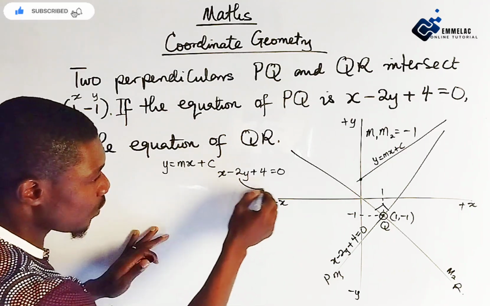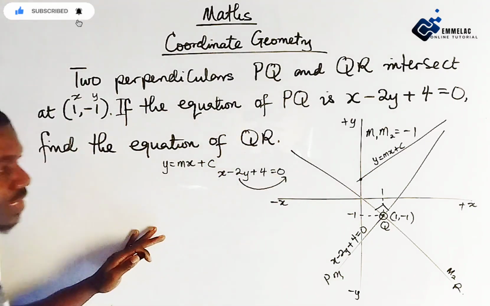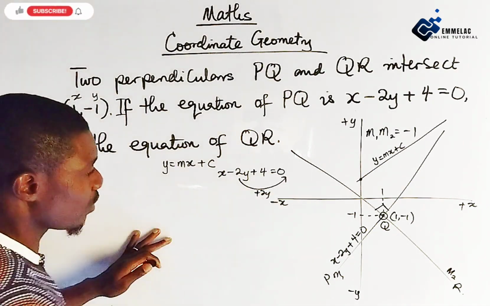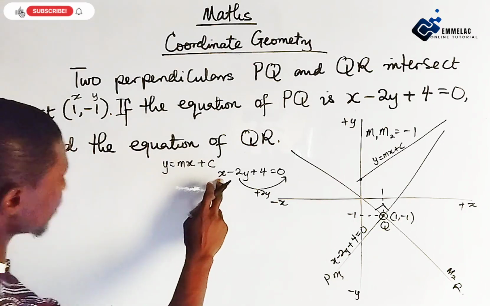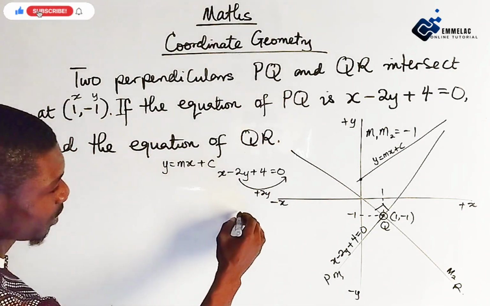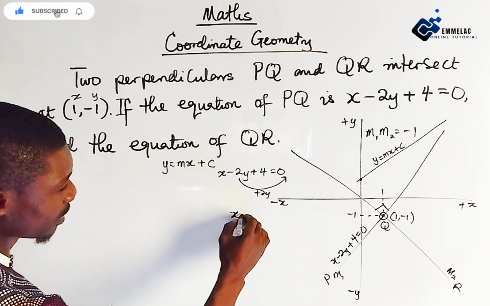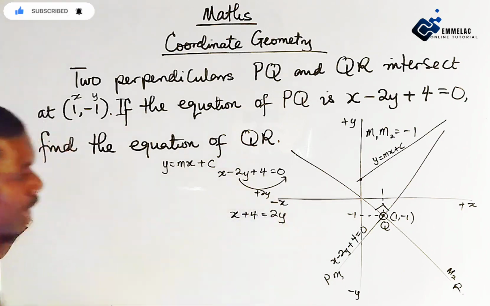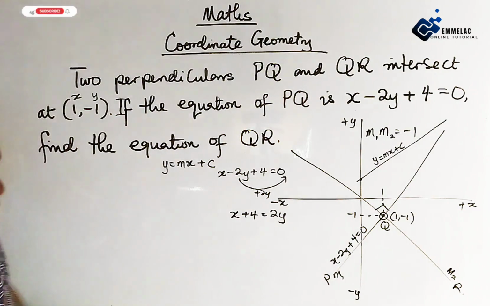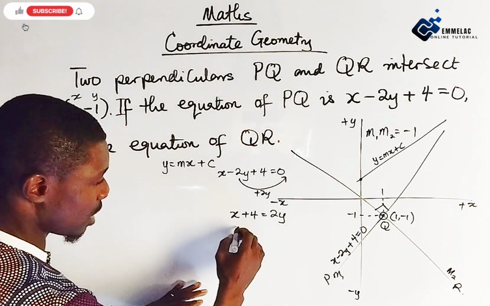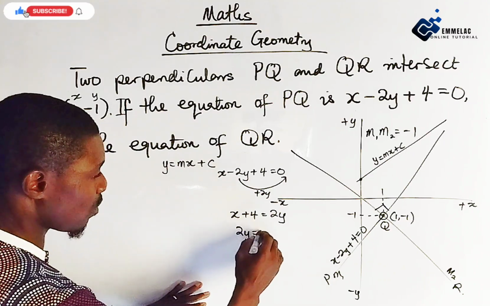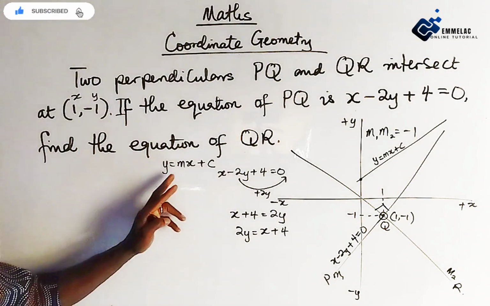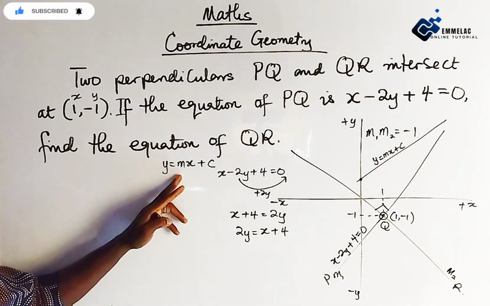Let's just take it over to the right hand side, and as we do that, we have positive 2y. Then we are left with x plus 4 equals 2y. If you arrange it, here you have 2y equals x plus 4.